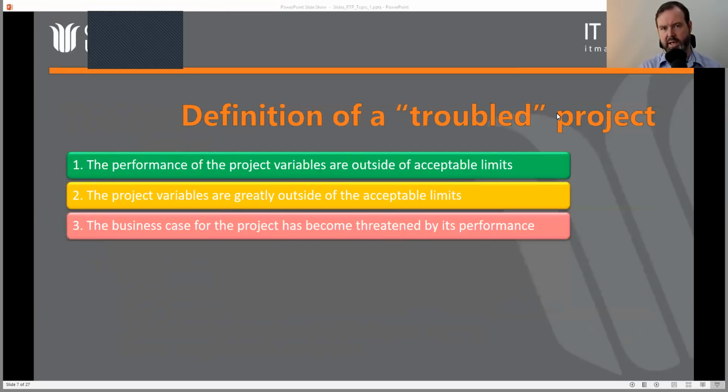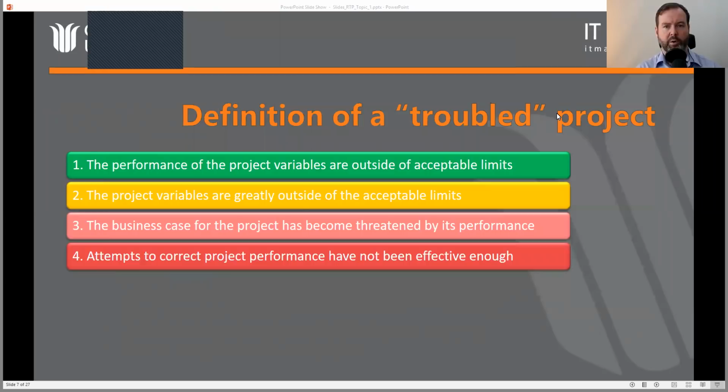Then we might reach a stage where the business case for this project has become threatened by the project being outside of its tolerances. So this is where we start to see there's a possible impact on the value of the money that's been invested and the benefits that are expected from this project. When that starts to be affected, we're now into a stage where we're at level 3. So it's not quite red, but it's getting close.